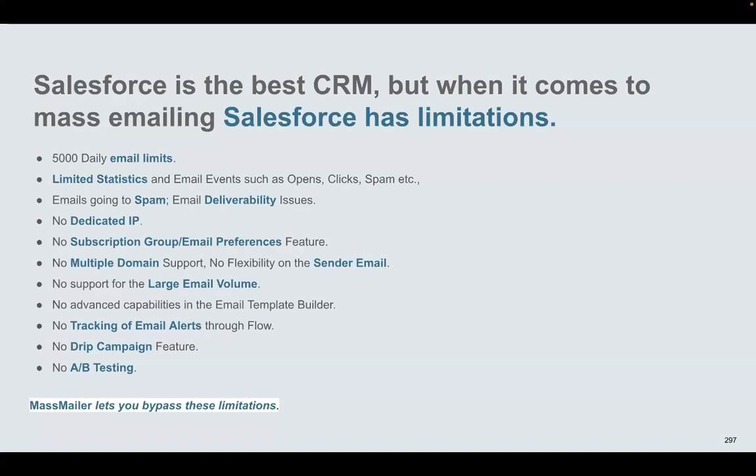Since Salesforce does not give you a dedicated IP address, emails may go to spam, meaning if you're using Salesforce native email functionality, you may experience deliverability issues, meaning they may not go to the inbox, they may go to spam. And Salesforce does not have an unsubscribe feature. Also, they don't have any group unsubscribe feature as well. So, which means if somebody wants to unsubscribe, you won't be able to track it in Salesforce CRM.